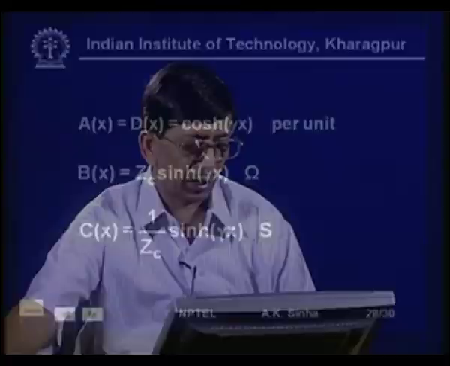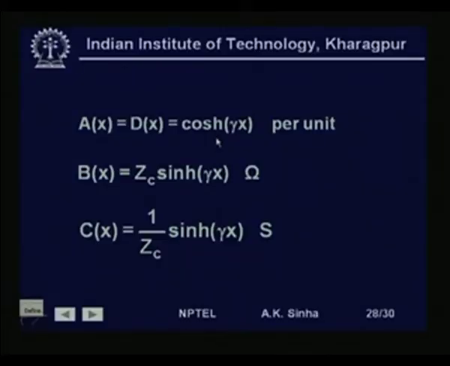Now, since most of the time we are interested only in the terminal conditions, that is conditions at the sending end and the receiving end, not anywhere in between the line, we need to just substitute L instead of x, and then we will get the sending end voltage and sending end current. So, this relationship can also be put in the form of sending end and receiving end voltage and current, where x is replaced by L.